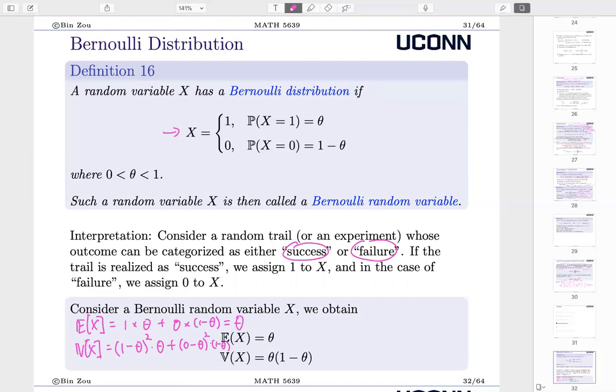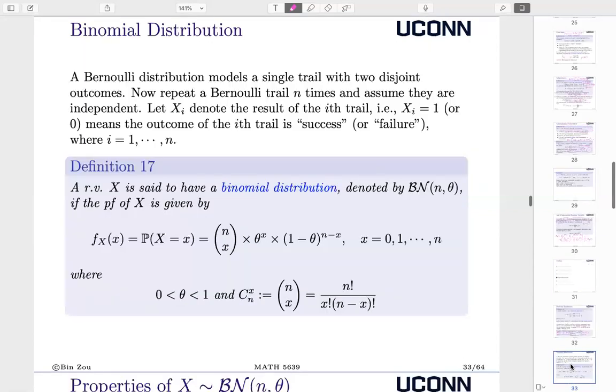Let me keep writing. Obviously, theta times 1 minus theta is the common factor of these two terms. Once I work out this factor, the first term will be left with 1 minus theta. The second term will be left with theta. So together I get 1. So that's why I have theta times 1 minus theta. Those results are very easy to derive, but they are important. Later on, we will see how we can use this to figure out the expectation and the variance of a binomial distribution.